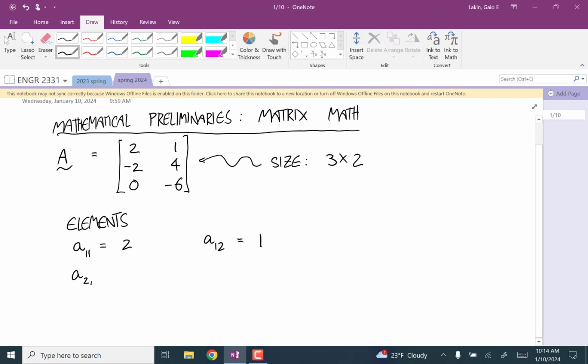Then the second row, first column is -2. Second row, second column is 4. Third row, first column is 0. And third row, second column is -6.